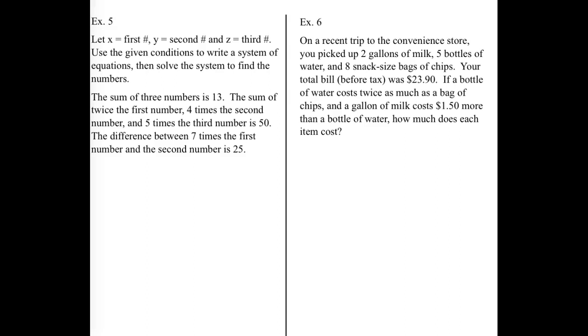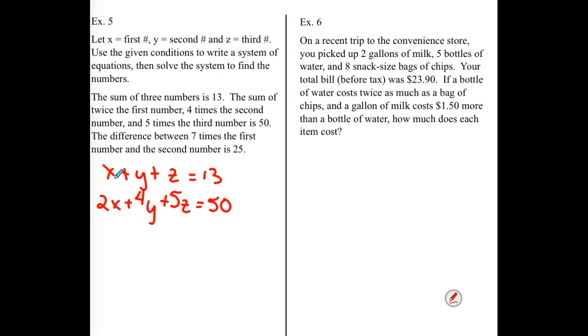It says the sum of three numbers is 13. What does sum mean? Okay, so it's saying if we add those three numbers together, we should get 13. Okay? The next sentence says the sum of twice the first number, so sum again we're adding, twice the first number would be written as what? Okay, so we're adding a 2x, we're adding twice the first number, 4 times the second number. So we're adding 4 y's, and then 5 times the third number, so 5 z's, and that sum is 50.